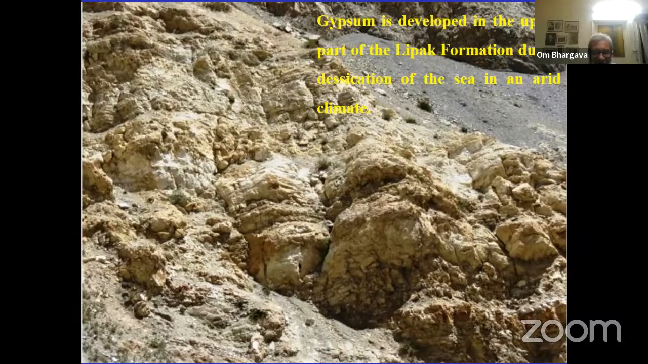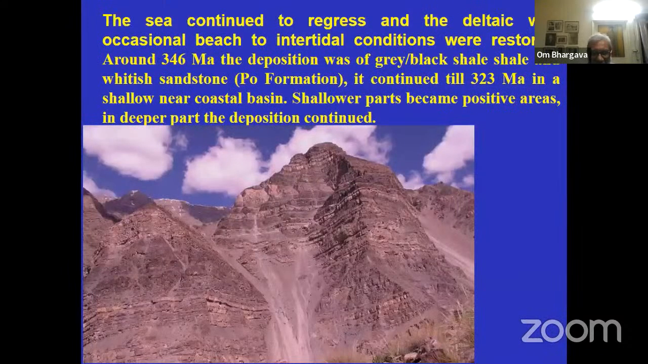Then, after this desiccation, the sea level kept rising again, and occasional beach to tidal conditions were restored. And it was around 346 million years. The deposition was of gray black shale and whitish sandstone, and it continued till 323 million years. It was a shallow near coastal basin, and because it was a shallow coastal basin, the part which was near the coast in the shallower part was raised up.